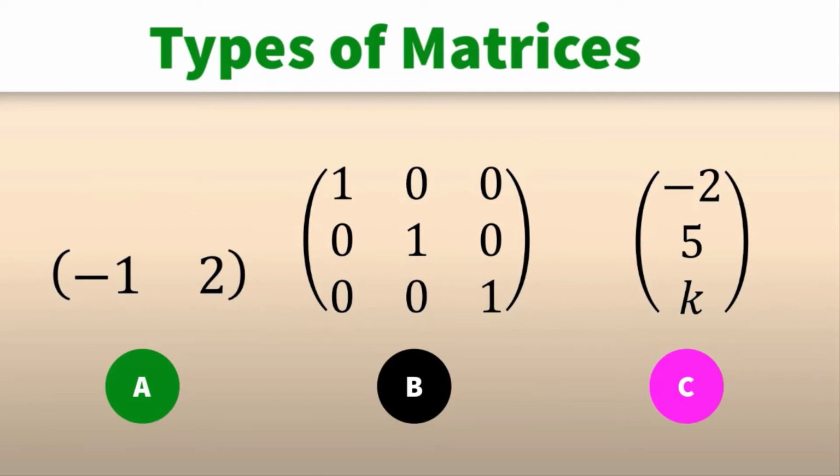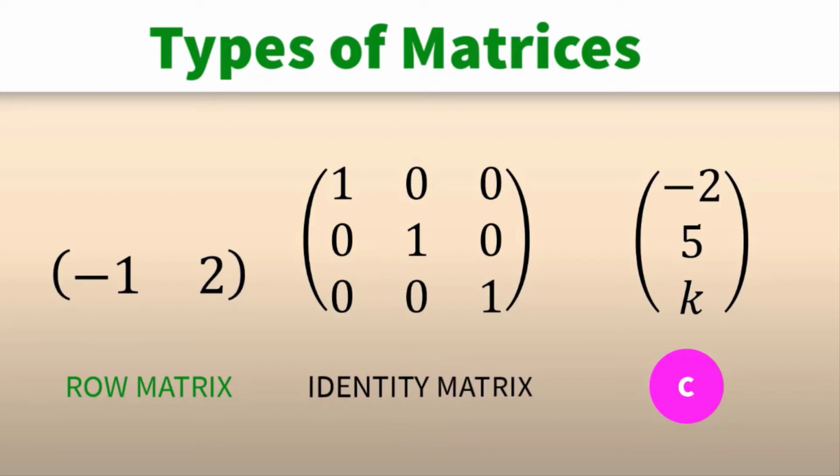Now let's see what you got. Matrix A would be a row matrix since it only has 1 row. B would be an identity matrix because it has the ones along its leading diagonal and zeros as the rest of its entries. And yes, C would be a column matrix since it only has 1 column.